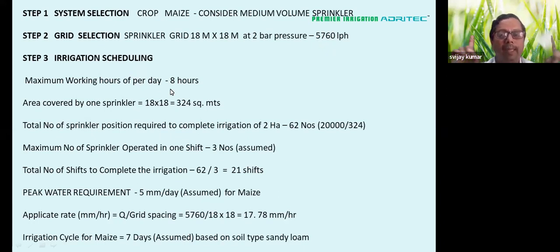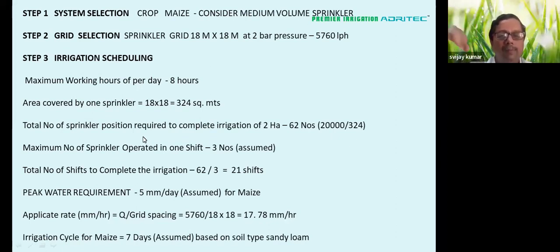Now if you look at the area covered by the sprinkler, you can do it in two ways. I am doing it in a very simple way, because ultimately it's going to be a square, though it throws in a circular fashion. Area is nothing but a square of 18 meters by 18 meters, which is around 324 square meters. Now you have to cover an area of 2 hectares, and each sprinkler is going to cover only 324 square meters. So how many positions will come? 20,000 square meters, which is 2 hectares, divided by the area covered by one sprinkler, 324.